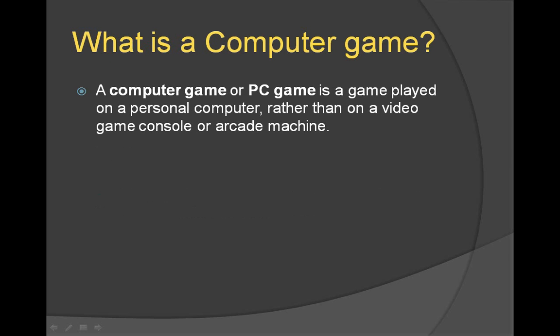Now let's look at what a computer game is. A computer game, or a PC game, is a game played on a personal computer rather than on a video game console or an arcade machine. Computer games have evolved from the simple graphics and gameplay of early titles like Space War to a wide range of more visually advanced titles today.